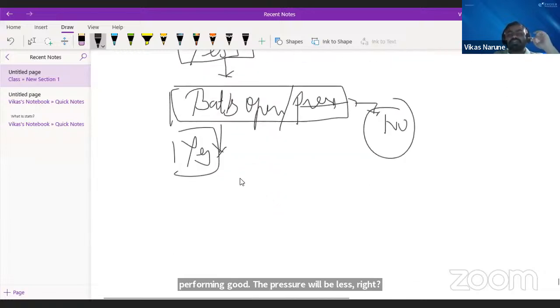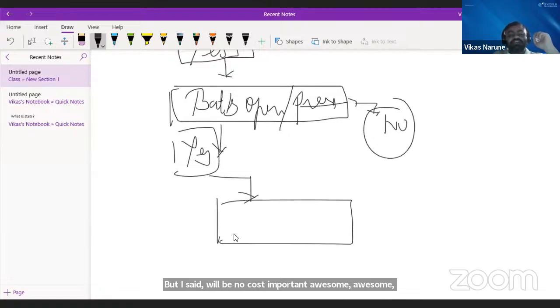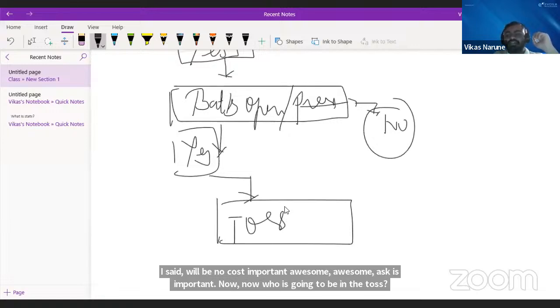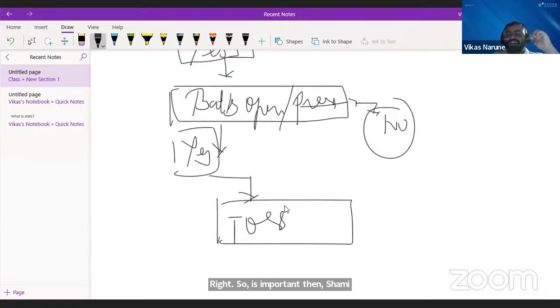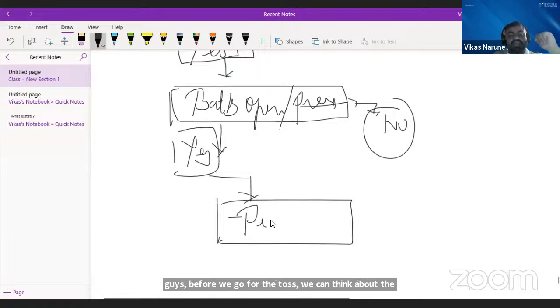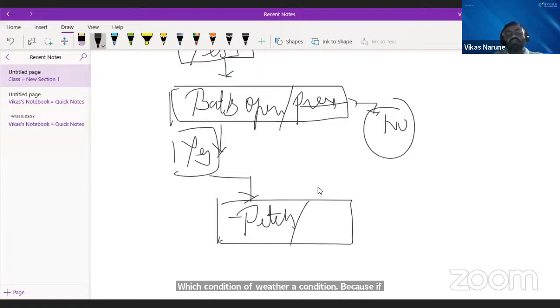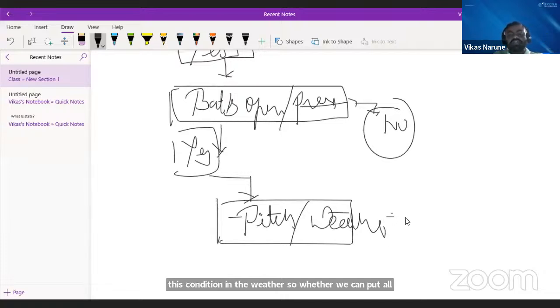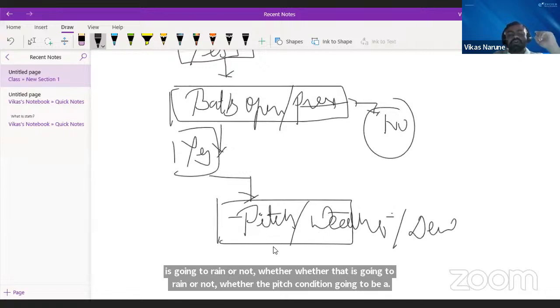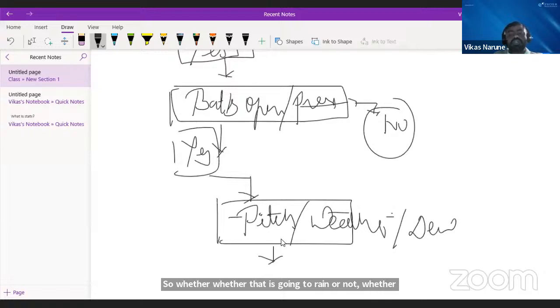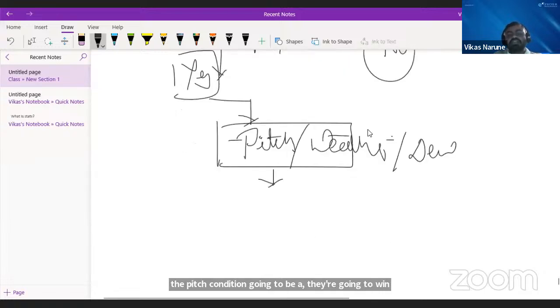Toss is important. Awesome, guys. Toss is important. Now who is going to win the toss? Then Shami, the highest wicket taker so far. In the tournament, it depends on rain also. Awesome. So guys, before we go for the toss, we can think about something called the pitch condition or weather condition. Because let's imagine you won the toss, but the pitch is not going to support us. We can put all these conditions under weather. So whether it is going to rain or not, whether there is going to be dew or not, whether we are going to bat first or not. If we are batting first, then the pitch should support us, or whether the pitch is going to support the spinners after all. All these conditions will be weather.